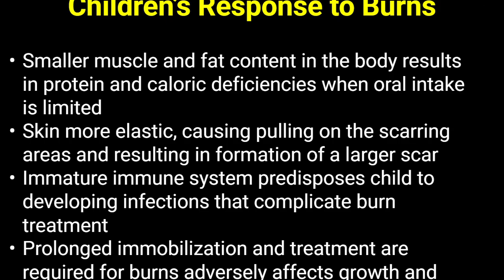There are several additional reasons why burn injuries have a greater long-term impact on children than adults. Children have smaller muscle and fat stores, so if they cannot eat enough during recovery, they quickly develop protein and calorie deficiencies. Good nutrition is critical because wound healing requires large amounts of energy and protein. Children's skin is also more elastic and continues to grow, which means scars can tighten as the child grows. This increases the risk of contractures, where scar tissue limits movement of joints. Early rehabilitation, positioning, splinting, and range of motion exercises help prevent these complications.